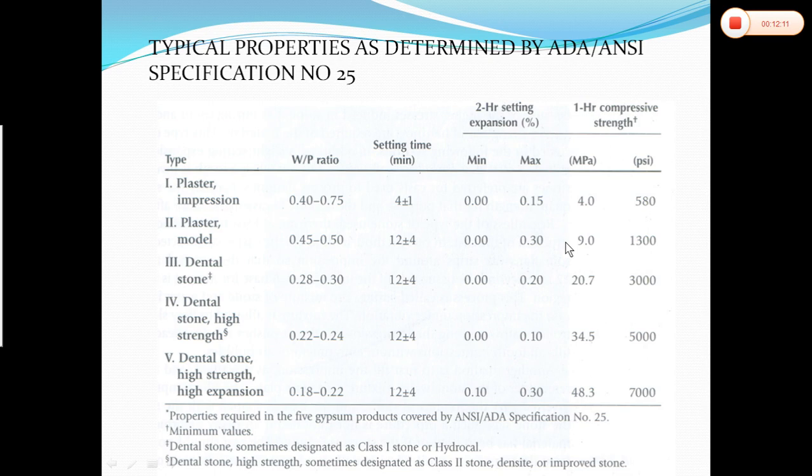Coming to expansion, for 2 hour setting expansion, it will be more for type 2 and type 4. Whereas compressive strength is more for type 5 compared to type 1. See, type 1, type 2, type 3, type 4, type 5: compressive strength keeps on increasing from type 1 to type 5.